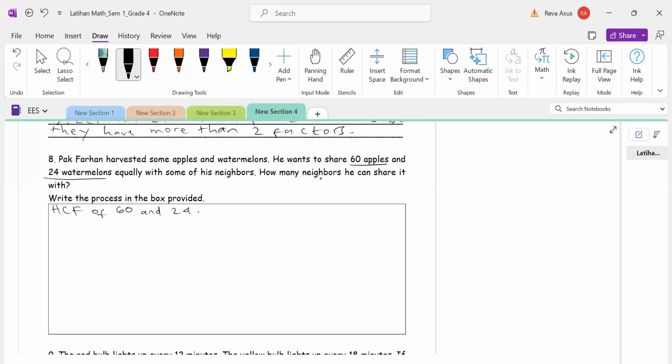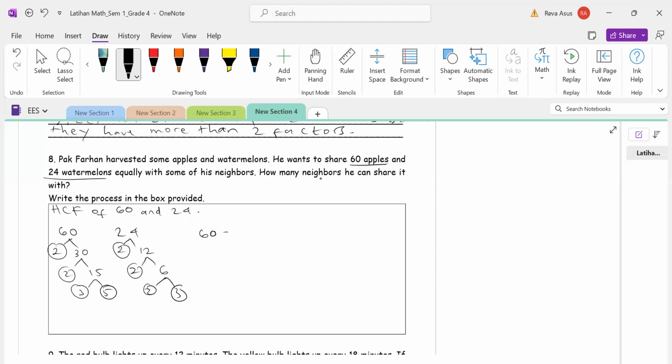Let's find out. We need to create the factor tree for 60 and 24. The factor tree of 60 is 2 and 30, and then 2 and 15, and then 3 and 5. We need to circle the prime numbers: 2, 2, 3, and 5. For 24, the factor tree is 2 and 12, and then 2 and 6, and then 2 and 3. We need to circle the prime numbers. We have 2, 2, 2, and then 3.